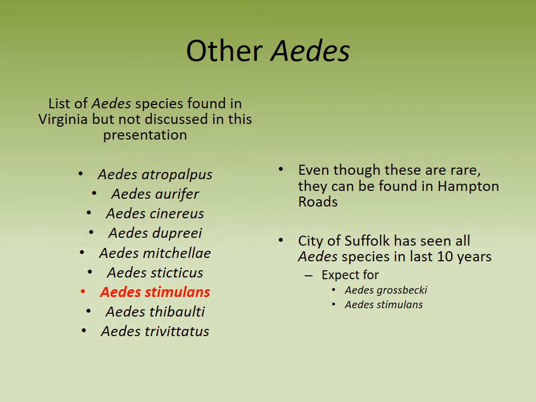So that is all the specimens I have for you looking at characteristics wise. I did skip over some species that are a little less prevalent in our area, but you still could run into these species. So the list here to the left, 80 species found in Virginia but not discussed in the presentation. Even though these are rare, you could still find them in the Hampton Roads area.